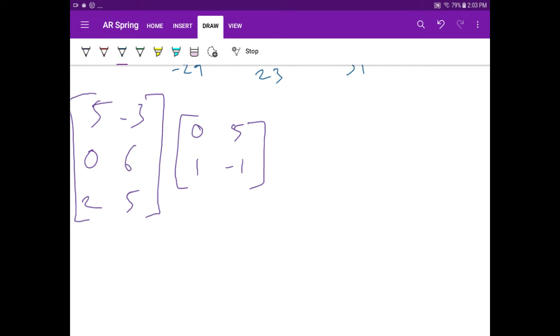Same thing here. So you do this row times this column. So -5 times 0 is 0, and then -3 times 1 is -3. So add that together, that's -3. So the first part is -3.